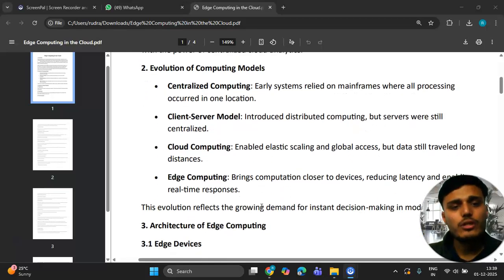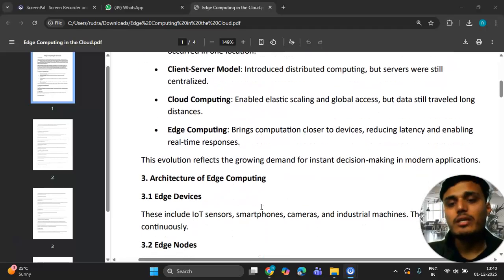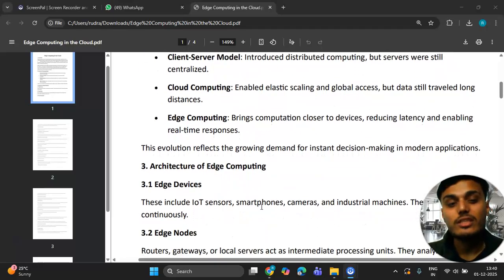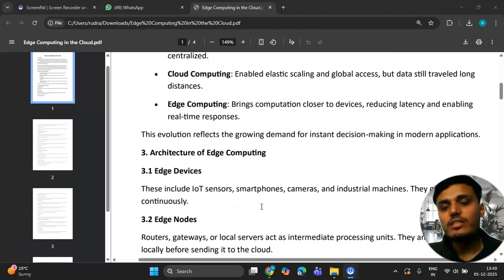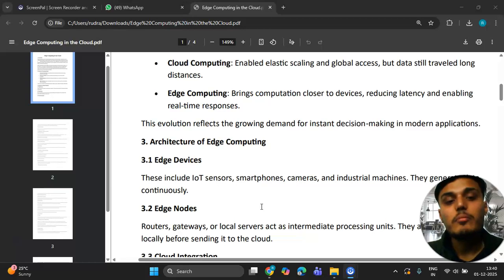Evolution of the computing model: centralized computing, client-server model, cloud computing, edge computing. Centralized computing is what early systems relied on, such as mainframes, where all processing occurred in one location. The client-server model introduced distributed computing, but the server was still centralized. Cloud computing enabled elastic scaling and global access, but data still traveled long distances. Edge computing brings computation closer to the device, reduces latency, and enables real-time responses.